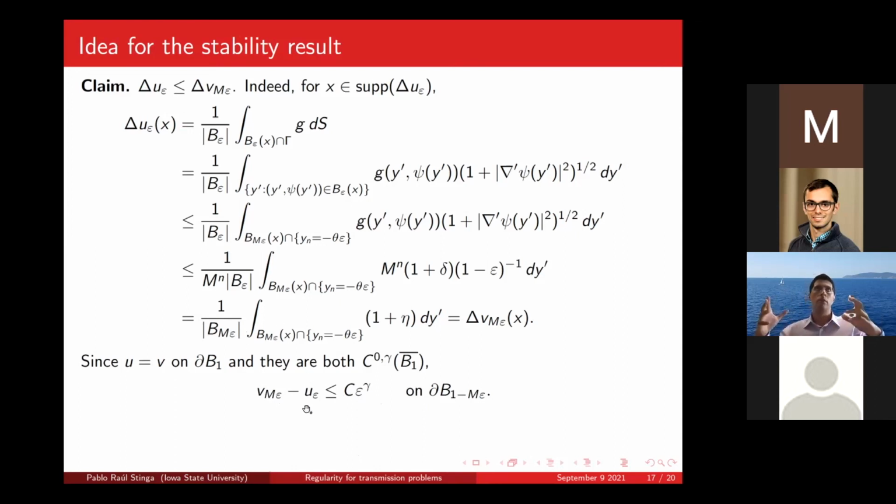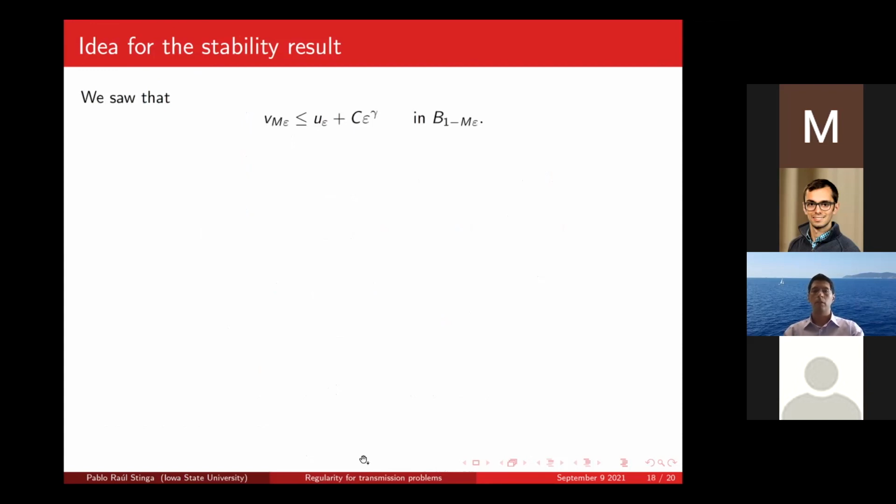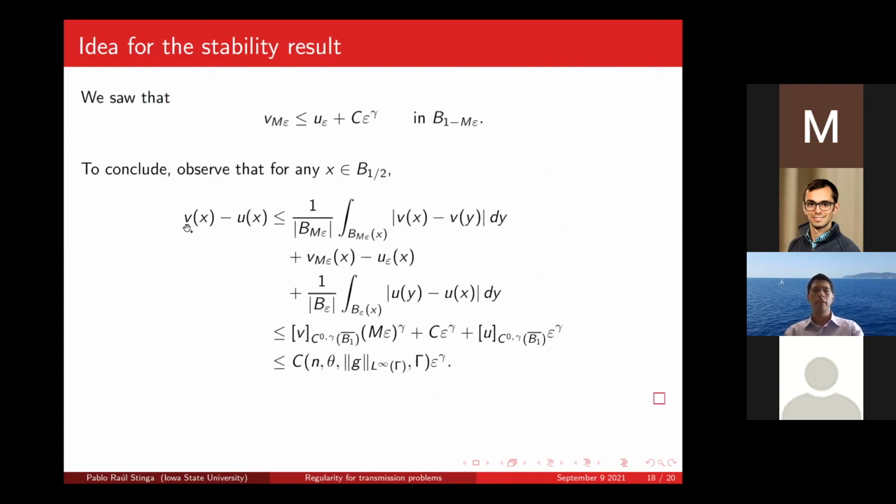So if you have two functions whose Laplacians are ordered, and they are ordered also on the boundary, they are also ordered in the interior. So you apply the maximum principle, and you say that this inequality propagates all the way to the interior. All right. So the average of V is less than the average of U plus a little bit. So this is what we saw. And then for V minus U, what you do, you add and subtract the average of V, and you add and subtract the average of U.